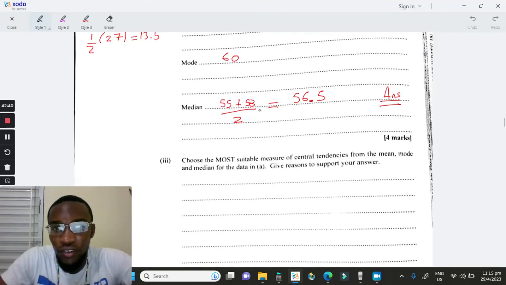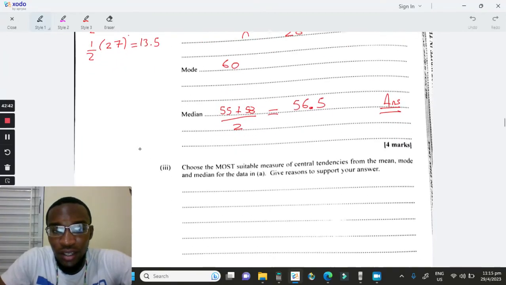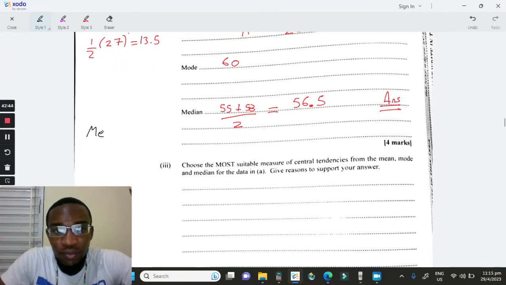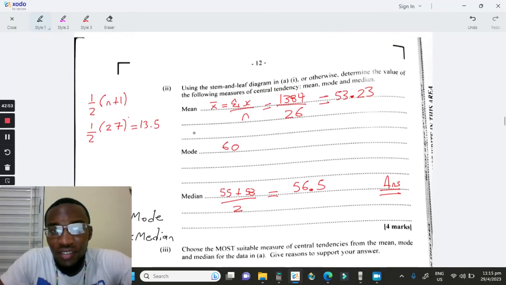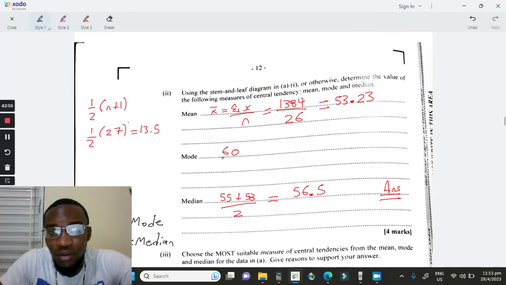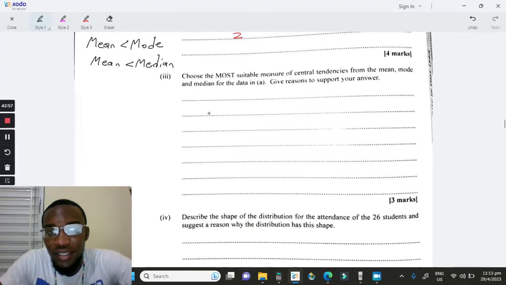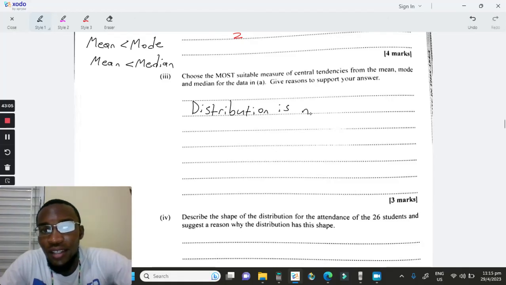Now, first thing we noticed was what? The mean is less than the mode, and the mean is less than the median. So in that case, it is negatively skewed. When the mean is less than the median, which is less than the mode, it is negatively skewed. So we can tell them the distribution is negatively skewed.